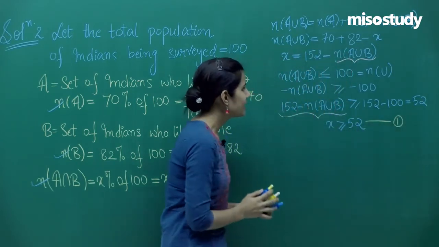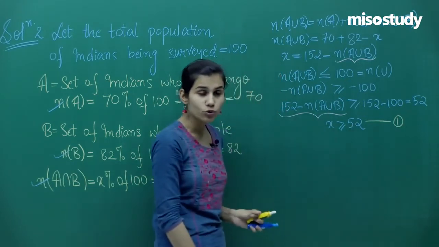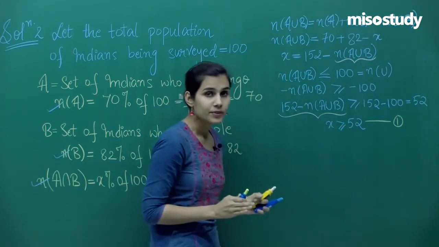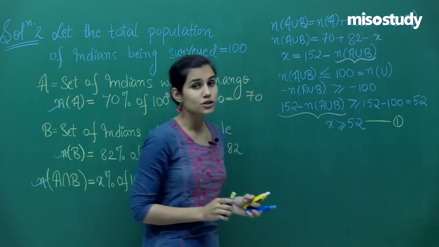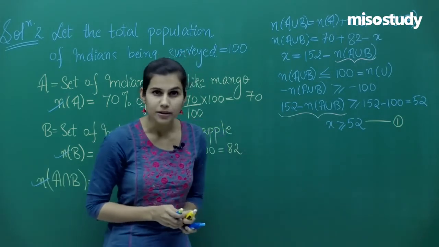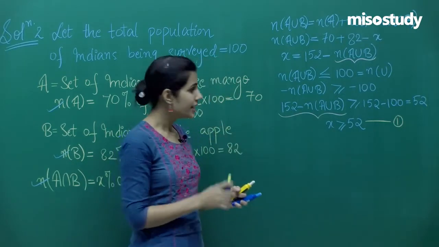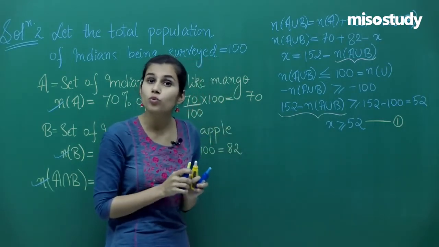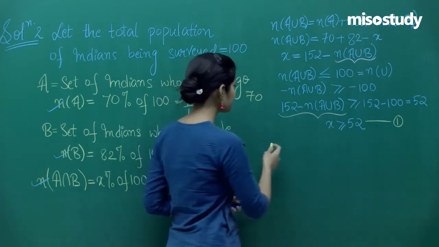Now comes the time to understand if x is greater than or equal to 52, which means minimum. At the minimum, at least 52 members or 52 Indians are there who like both mango and apple. Now is the time to understand the maximum bound. X is less than or equal to what? Therefore, let us use a very small fact.